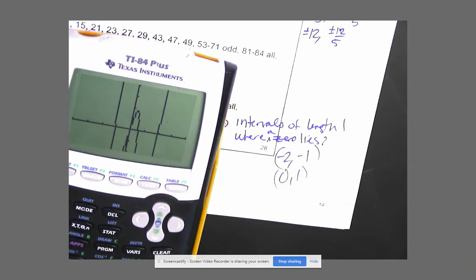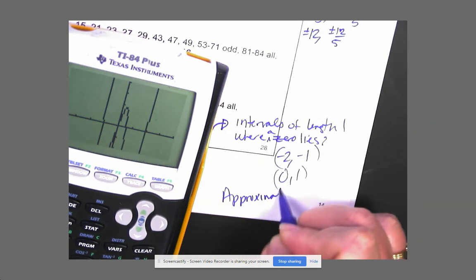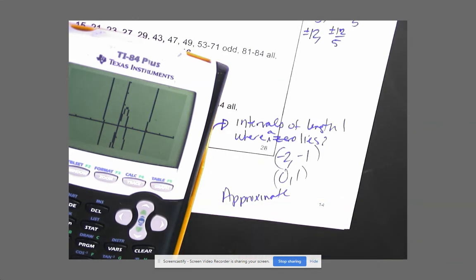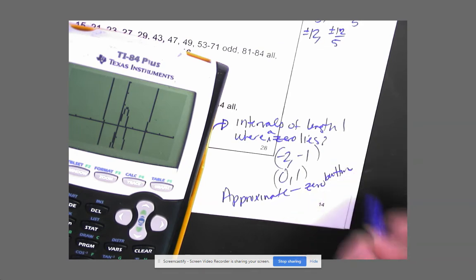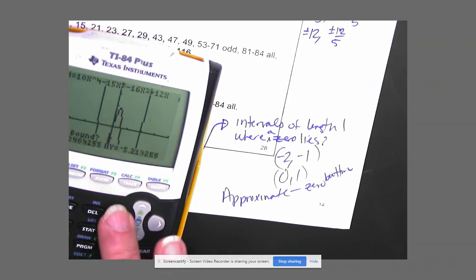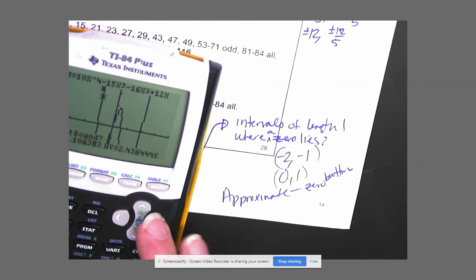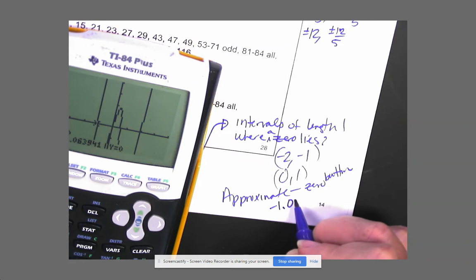So now what do you want to do? Approximate. So if it says to approximate, what do you want to do? 0 button on your calculator. So let's do it. Second calc, 0. Get to the left, get to the right. What is it? -1.06.